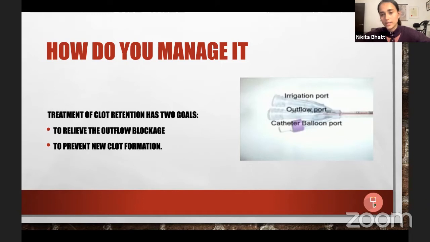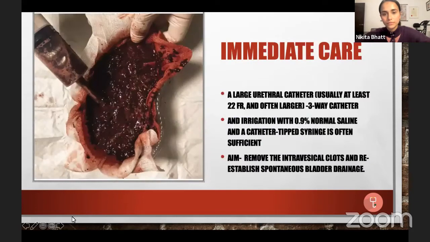And the key to doing this is a three-way catheter. I'm not sure how many of you are familiar with this, but I'm just going to go through it anyway. A three-way catheter has an extra access port, which is called the irrigation port. A normal catheter just has an outflow port and a catheter balloon. The third port in this allows you to actually get fluid into the bladder, wash the bladder out, and then get clots out through the outflow port.